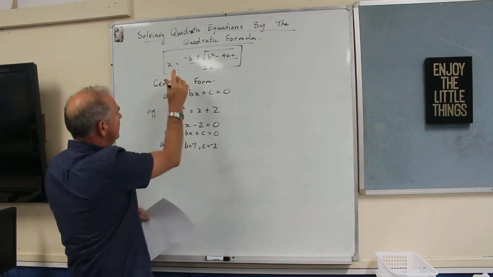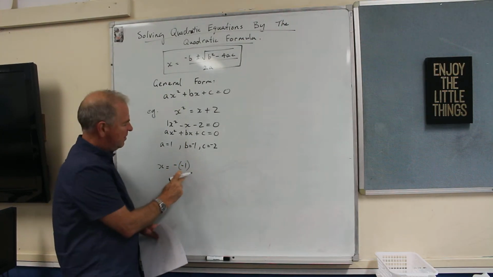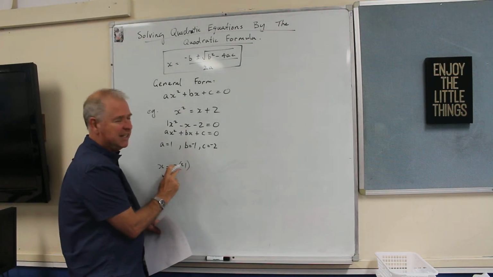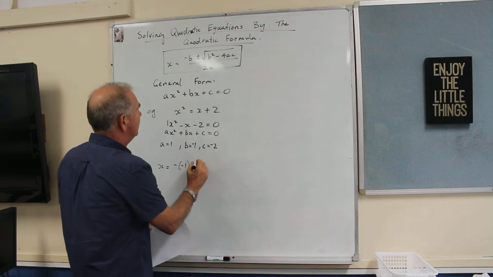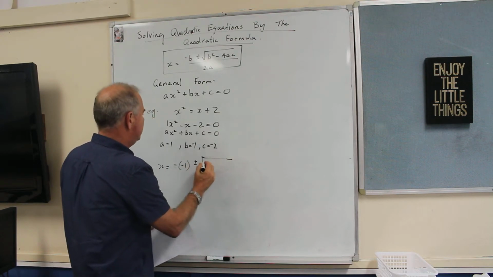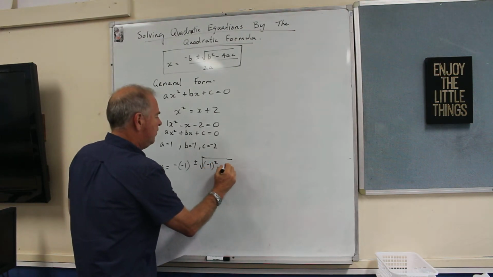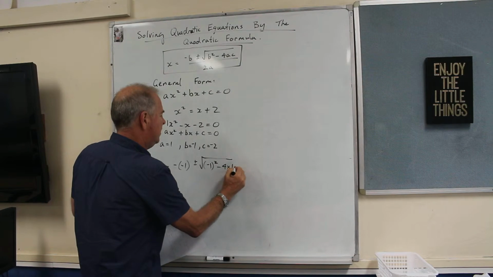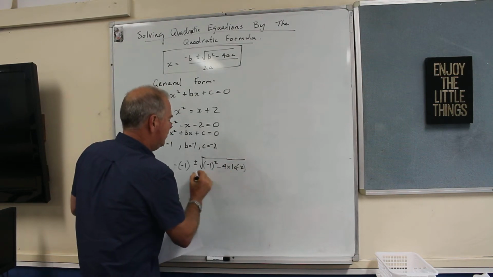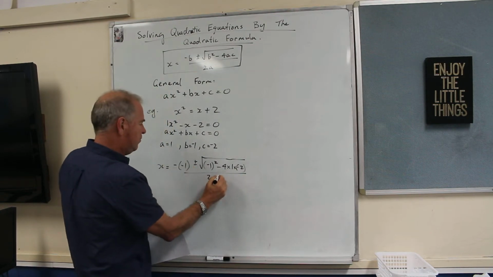x is equal to minus b. Now b is minus 1. Now notice that I've put it in brackets there. I like to do that because then I've got two negatives there, and I'll come back to that and cancel those out. Plus or minus the square root of b squared, so it's minus 1 all squared, minus 4 times 1 times negative 2, I'll put that in brackets, negative 2, over 2 times a, well my a is 1.